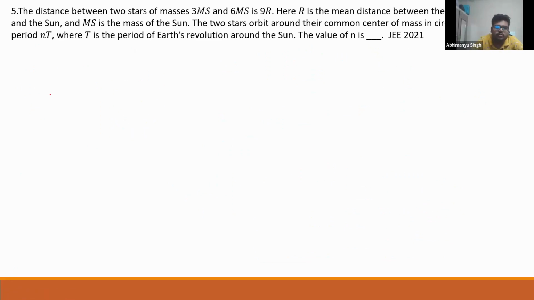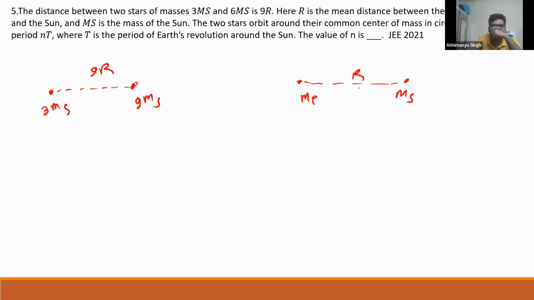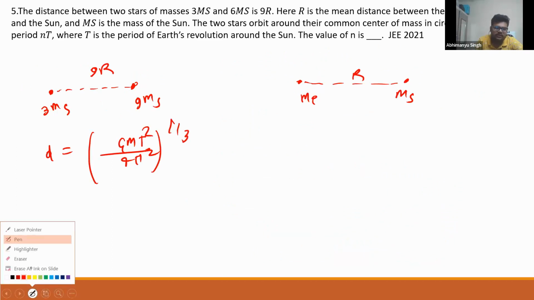So the distance between two stars is 9R, with masses 3 times the mass of the Sun and 9 times the mass of the Sun. What is R here? Ms is the mass of the Sun, and it is the mass of Earth, and it is R. Now we need to find the time period. D, the distance between a twin star system, is T square G M by 4 pi square, to the power 1 by 3. So we can apply this formula directly. You can memorize it if you want to.